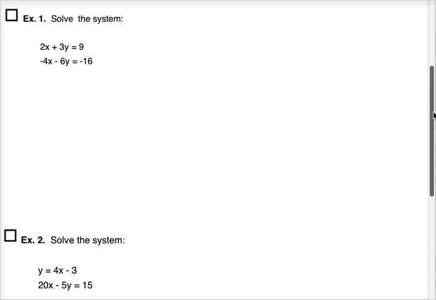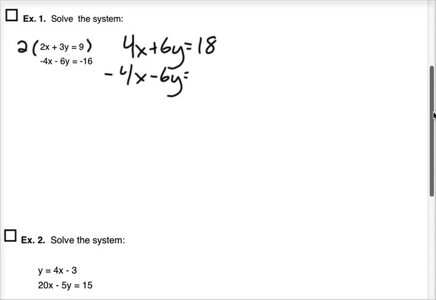So elimination would be tricky with this one, okay? Because if you notice, our coefficients do not line up. However, notice 4 is a multiple of 2 and 3 is a multiple of 6. So what that's telling me is I can actually multiply that top equation by 2, and that'll help everything line up. Because then I'll have 4x plus 6y equals 18. I'm going to leave my bottom equation the same. And in doing that multiplication, now I can add these two together.